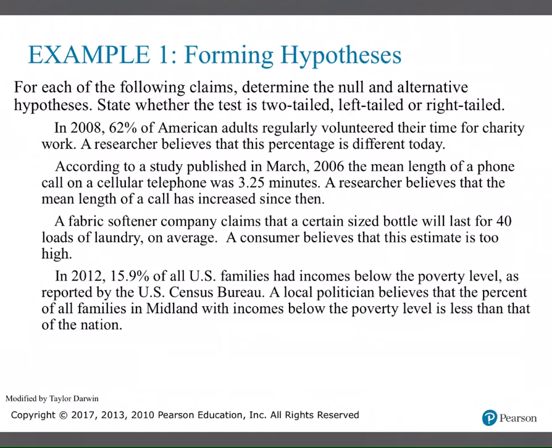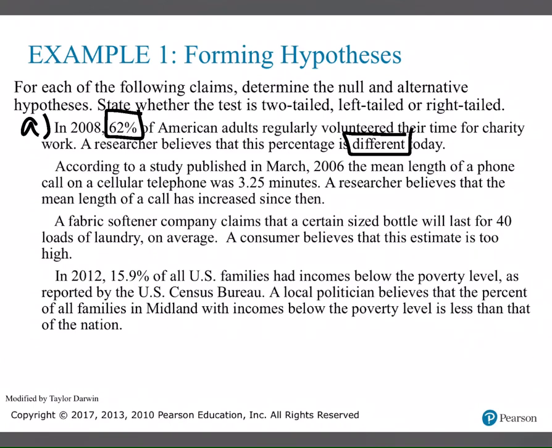So in 2008, 62% of American adults regularly volunteered their time for charity work. A researcher believes this percentage is different today. So 62% is the number we're looking at, and we believe that it's different. So there are words that you need to look for that will tell you what kind of tail it is. So different is what we believe, what we're trying to prove.